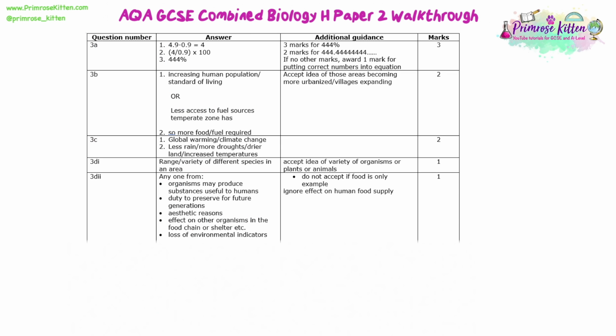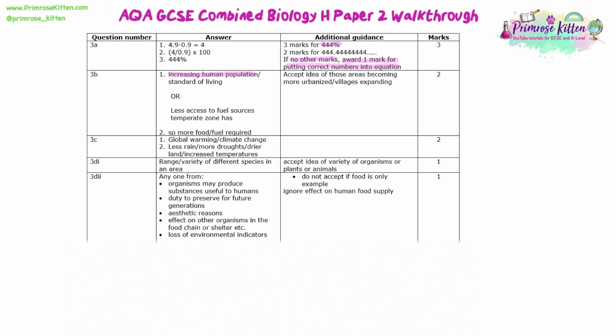Okay, so the mark scheme for question 3. We've got 3 marks for the answer for 3A. 2 marks if you left it unrounded to a whole percentage. And then if no other marks, if you just substituted the numbers into the right equation, then you can get 1 mark for that.